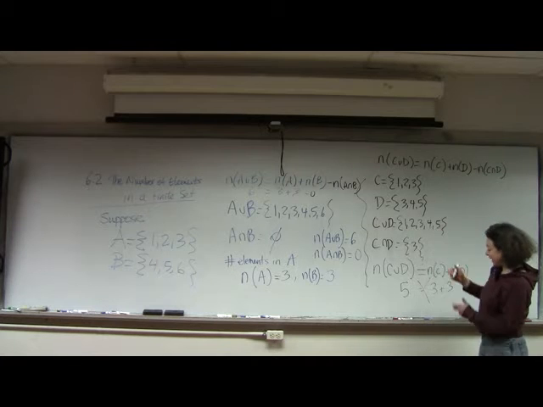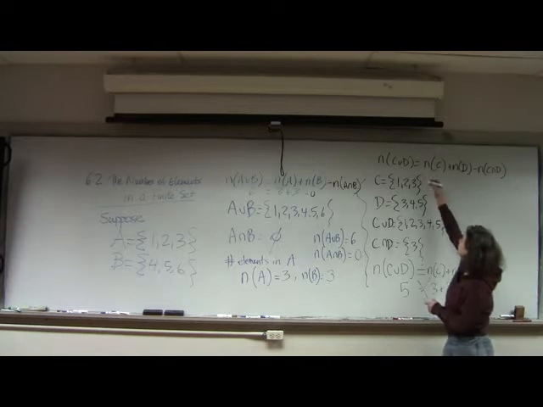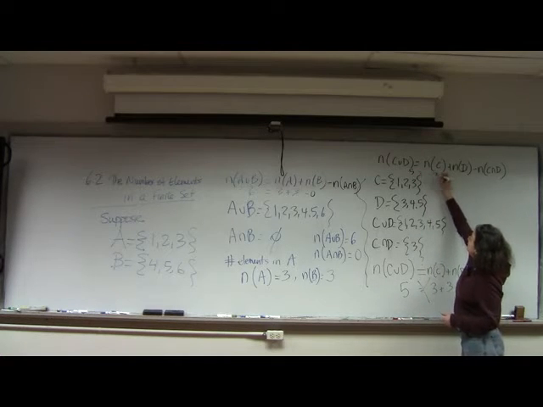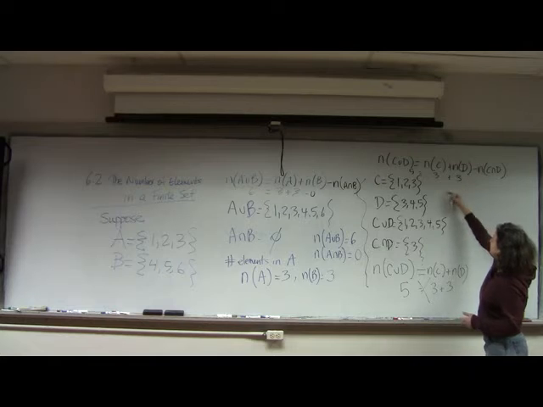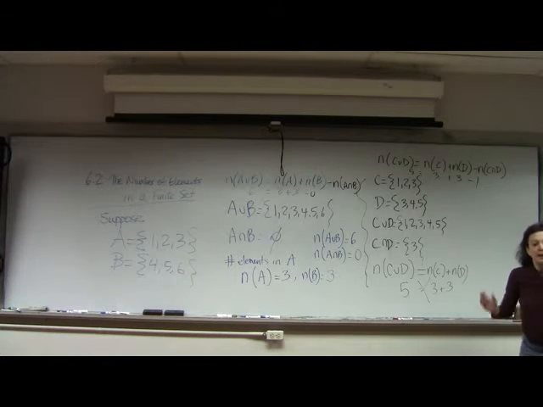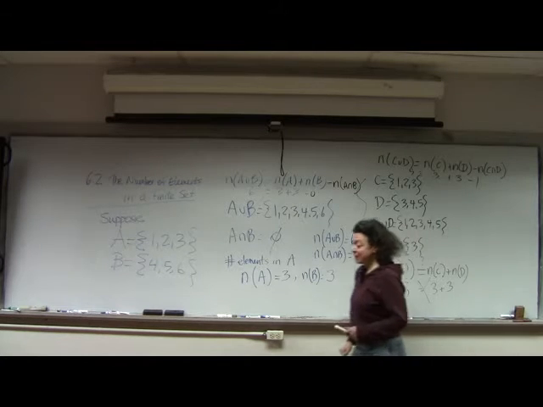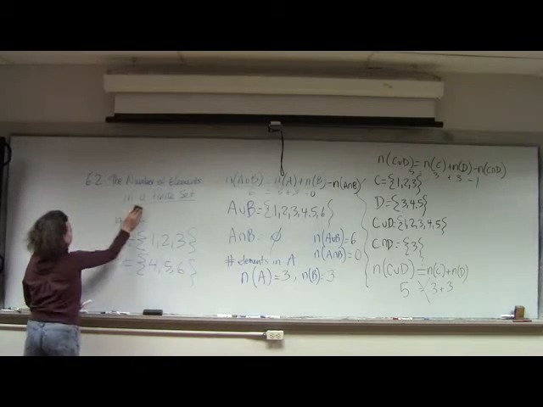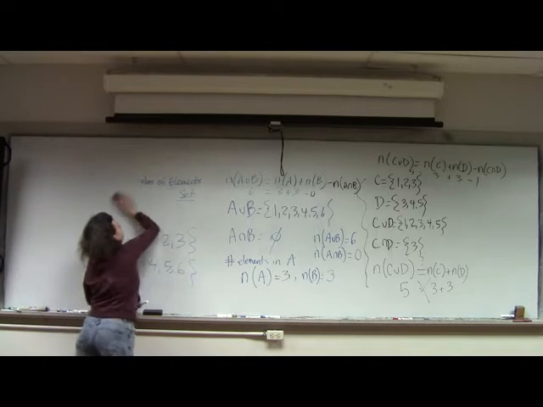Well, there's 5 elements in C union D. There's 3 elements in C, 3 elements in D, and 1 element in my intersection. And sure enough, that worked. Okay? What this is called is my union rule for sets. Let me explain.